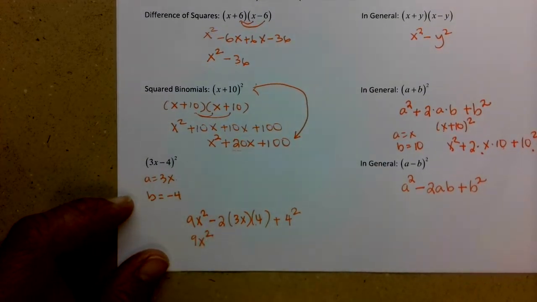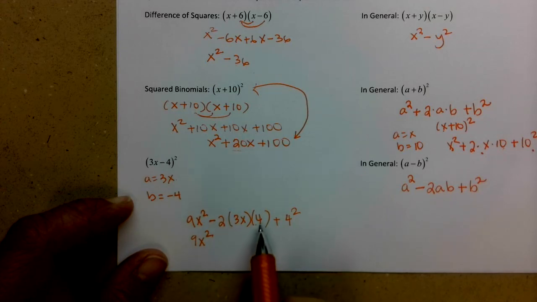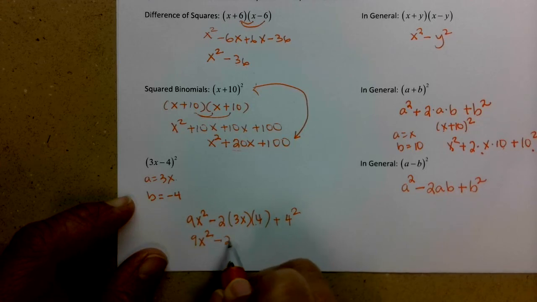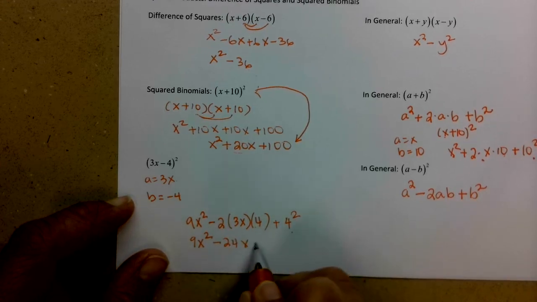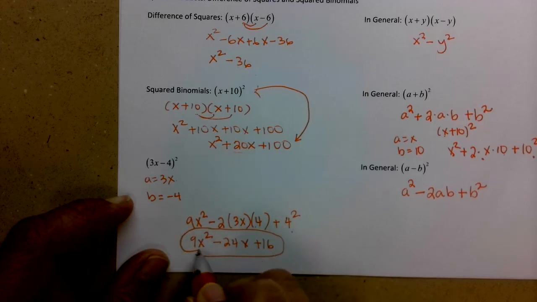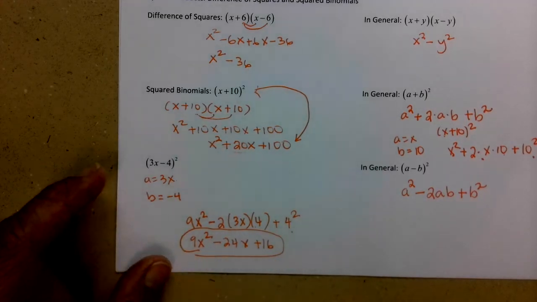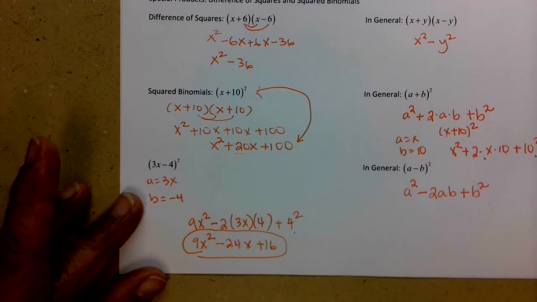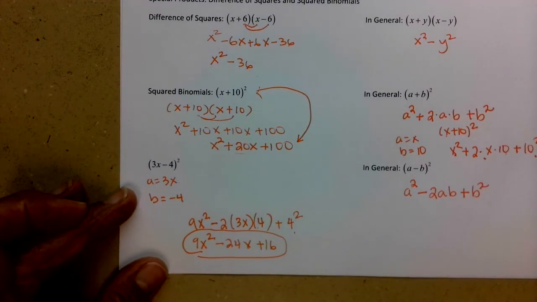So now I'm just going to do some tidying here. 9x squared, what do we have in there? 6 times 4 is 24x. And then end with a 16. And again, you do not have to follow the pattern, but it's nice to know that it exists. You could have just written that out twice and foiled.